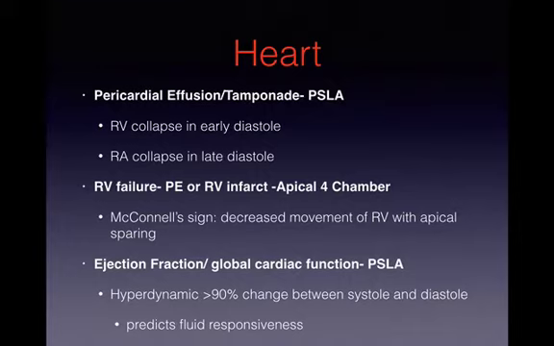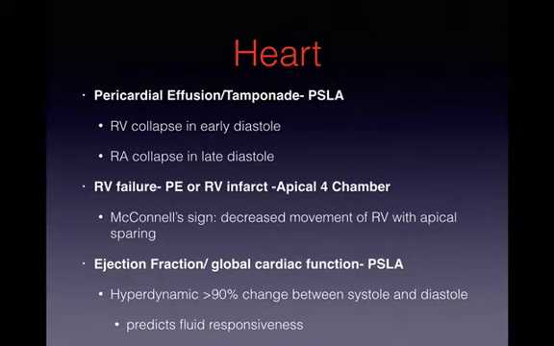When we look at the heart, we can look for pericardial effusion or tamponade using the parasternal long axis. What we're looking for in tamponade is right ventricular collapse in early diastole or right atrial collapse in late diastole. To look for RV failure, pulmonary embolus, or RV infarct, we're going to use the apical 4-chamber view. McConnell's sign is quite specific for pulmonary embolus, and it consists of decreased movement of the right ventricle with apical sparing. And we'll show you an example of that later on.